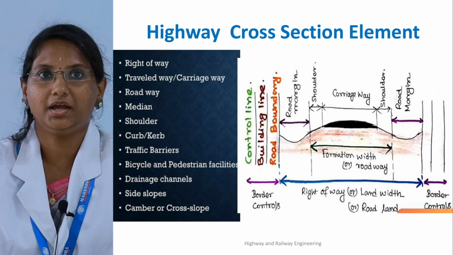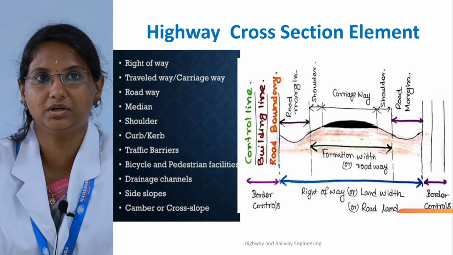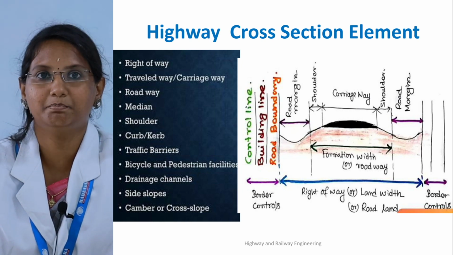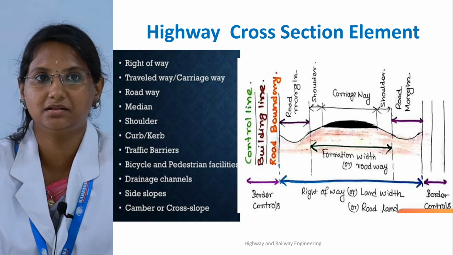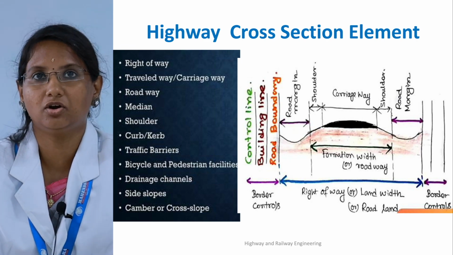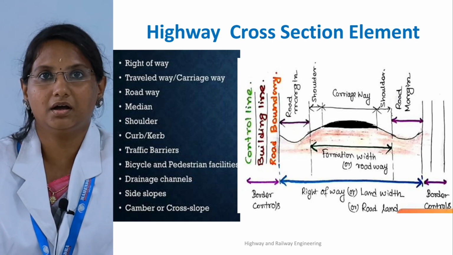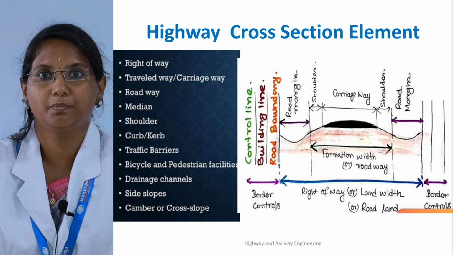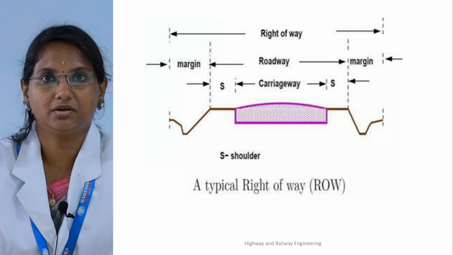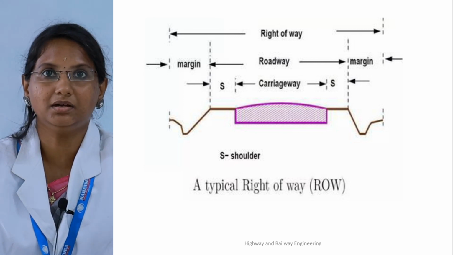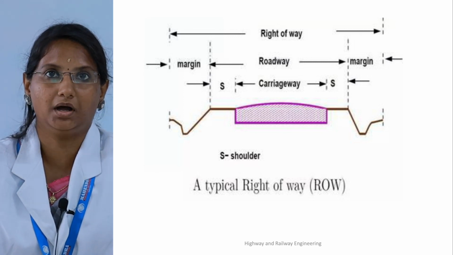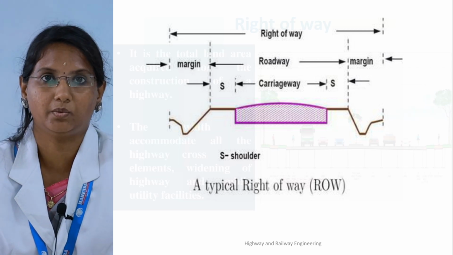One is the right-of-way, carriageway, roadway, median, shoulder, curb, traffic barrier, bicycle facilities, drainage channel, side slope, camber. These are the components of highway cross-section elements. The figure shows the cross-section elements of the highway. It's a line sketch of the cross-section elements. Now we are going to see the components of the highway one by one.